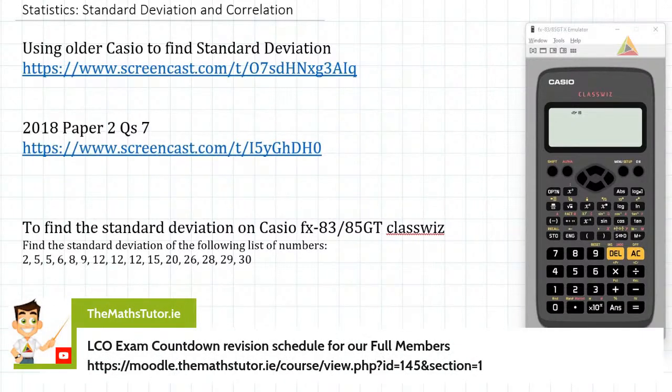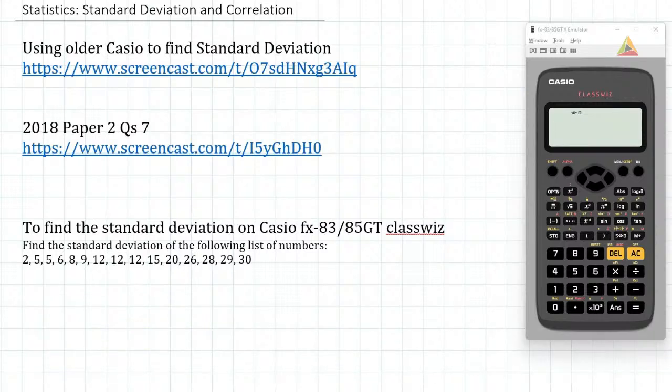The first video this week is how to use the older version of the Casio calculator to find the standard deviation. Just in case you have the older version, there's a video there to show you. I'm going to show you today in this lesson how we use the newer version of it. And the second video then is from 2018 paper 2 question 7. It's a worked example from the papers again to show you some questions on standard deviation and correlation.